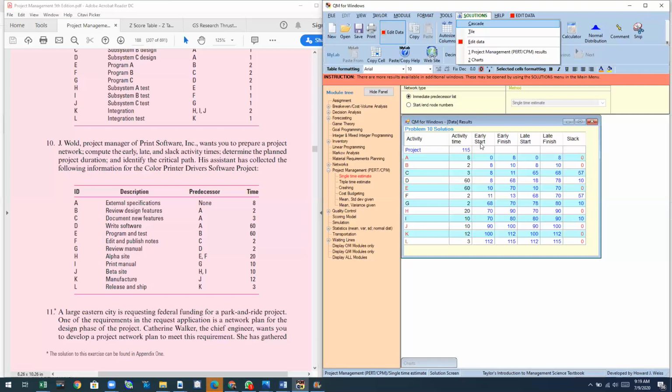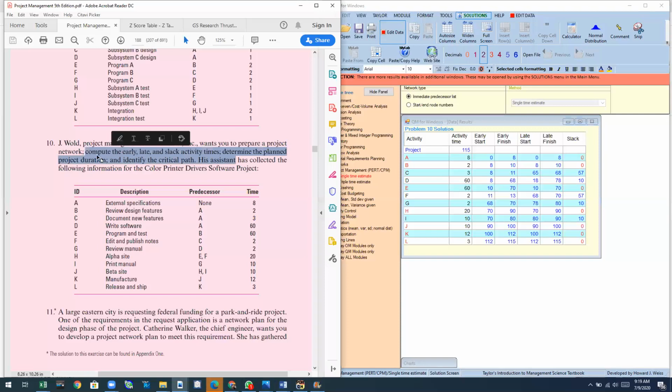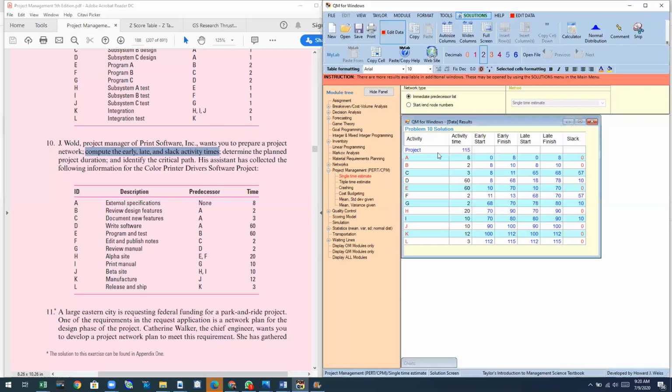Okay, so those are the early, late finish, and the slack times as required by this problem. Compute the early, late, and slack activity times. Now, what about the project network? It asks to prepare a project network. How do we find that? We go to solution, click solution, and then we click chart.